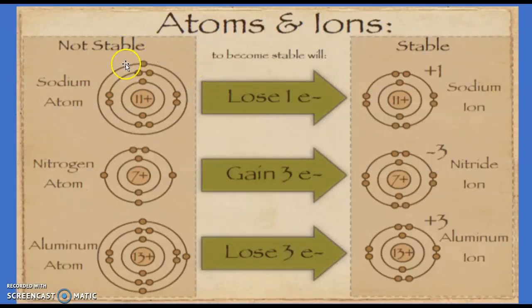So sodium by itself is not stable because it has this one outer valence electron, but if it loses that outer valence electron, its underneath level is full and it is stable. Nitrogen has 5 outer valence electrons, but if it gains 3, it is going to be complete and stable. And aluminum has 3 outer valence electrons, and if it loses those 3 because it's a metal, then its underneath energy level is full and is going to be complete.